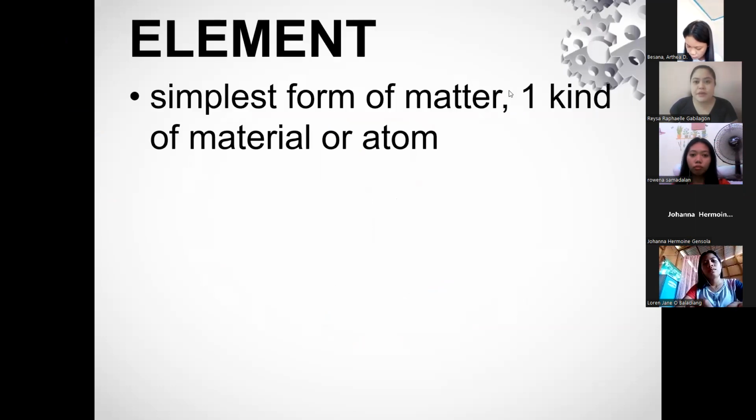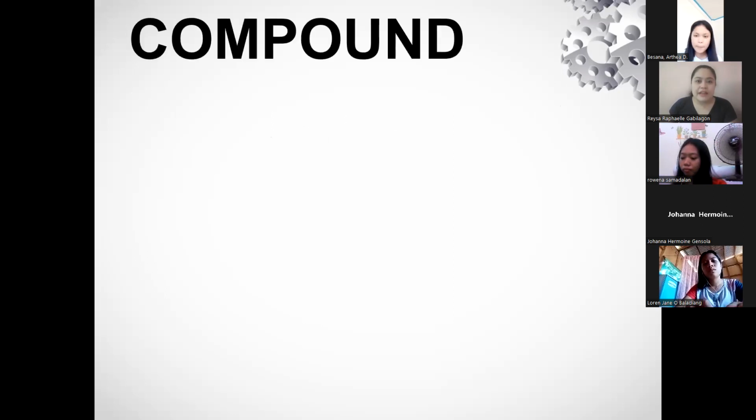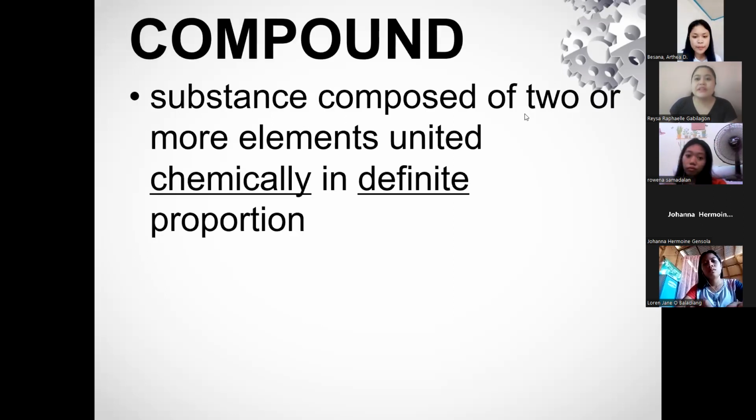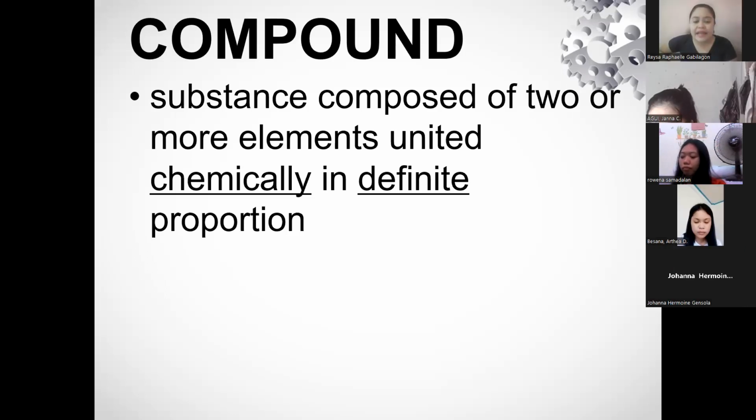So ito, nasabi ko na kanina ha, elements are our simplest form of matter. They are made up of one kind of matter only or atom. Ang compound, two or more elements combined or united chemically in definite proportion. Okay, pag sinabing definite proportion, we have certain ratio for each element combining to form a compound.